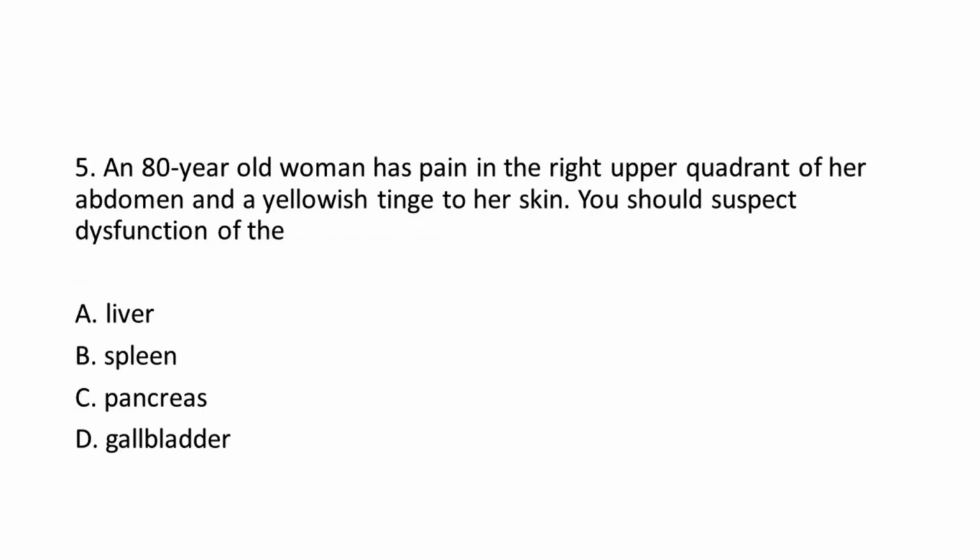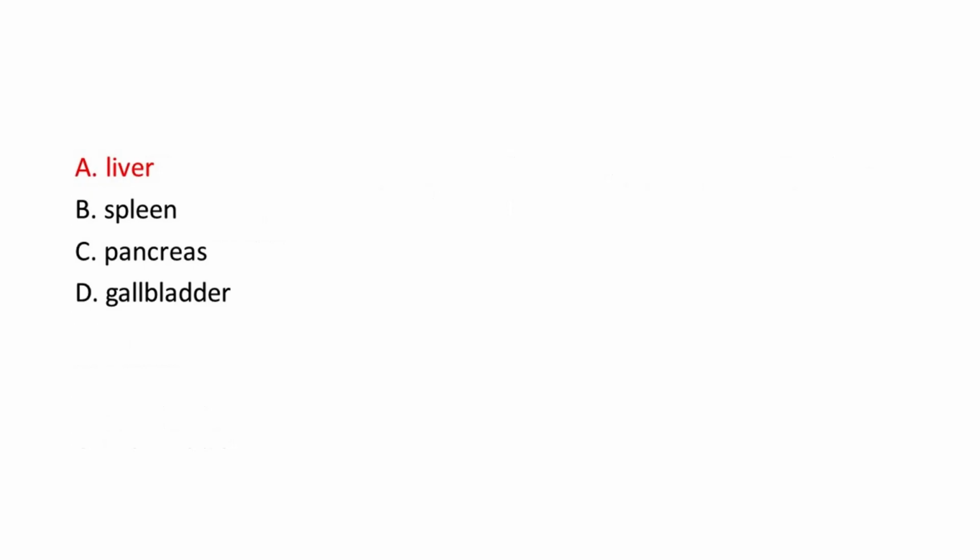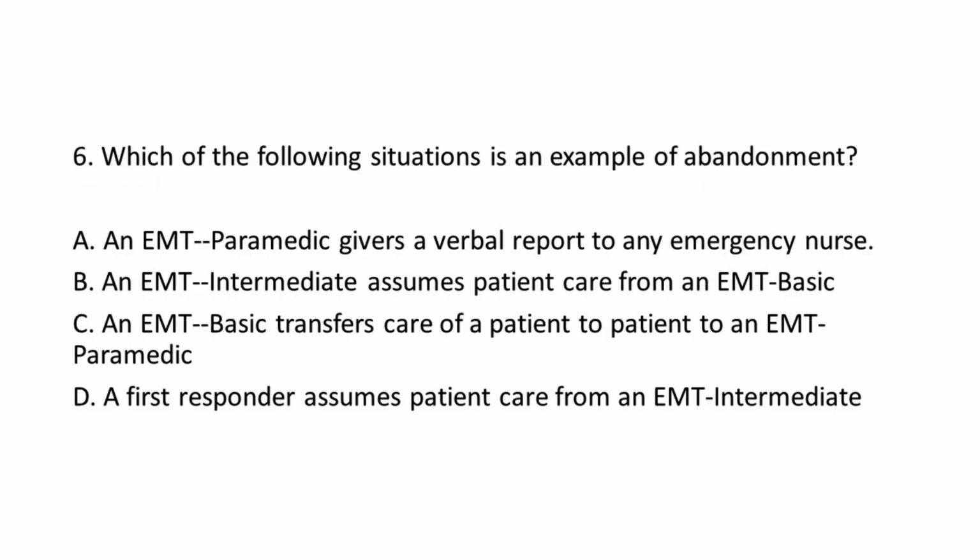5. An 80-year-old woman has pain in the right upper quadrant of her abdomen and a yellowish tinge to her skin. You should suspect dysfunction of the A. Liver. B. Spleen. C. Pancreas. D. Gallbladder. The answer is A. Liver.